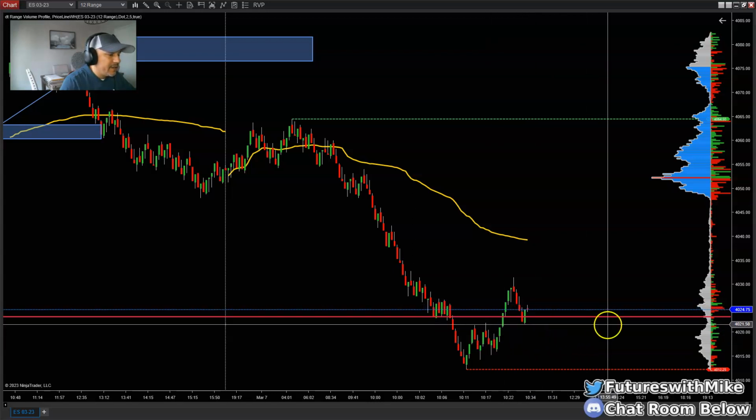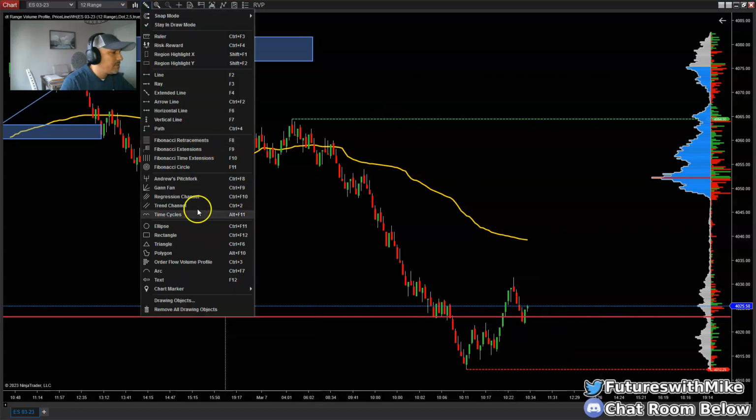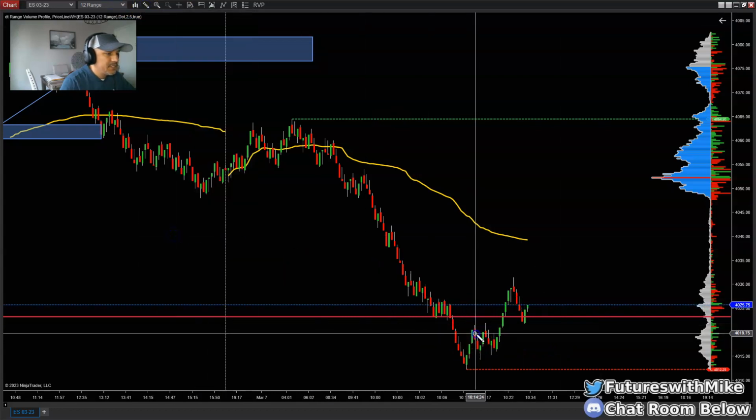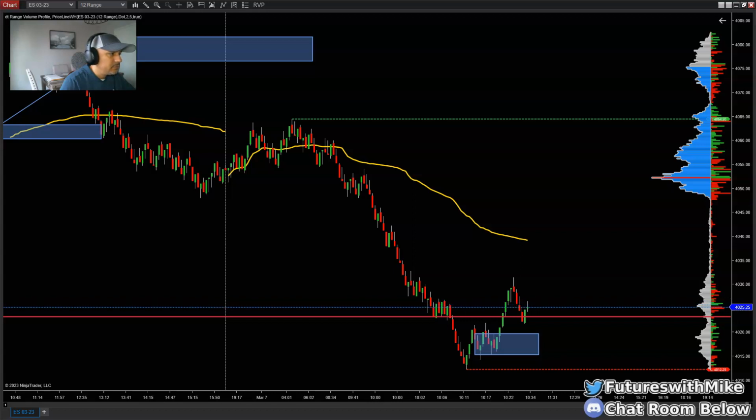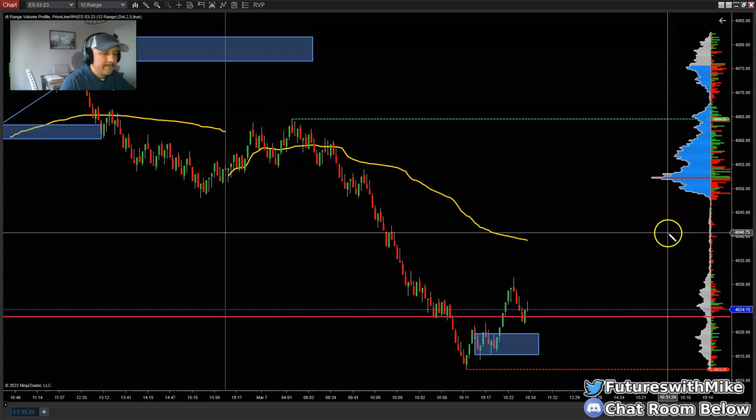I'm looking for this area down here. I'm going to go ahead and draw the zone out. I'm trying to pay close attention. So this area right here. But we can break to the upside right here, and I may take a quick scalp to the upside. We'll see. I'm not 100% sure though. Yeah, we'll wait.